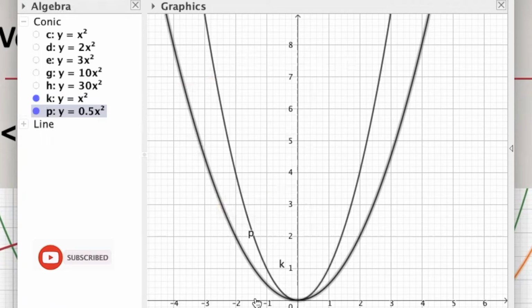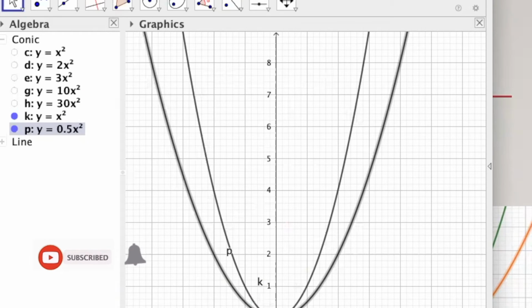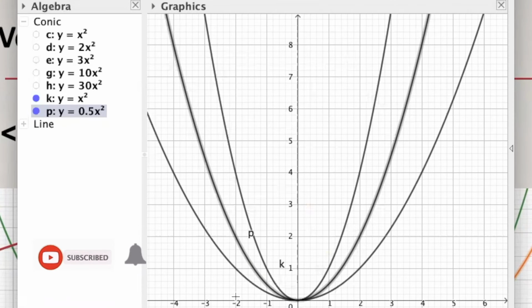And we are able to see, okay, let's look at when x is negative 2. For the original, I get 4. But as you can see now, it's 2. So if I have 0.25, then I'm expecting it to get flatter, where y will be 1. So if I have y equal 0.25x squared, as you can see now, x equal minus 2, I am having y equal 1. So the y values are getting closer and closer to the x-axis.